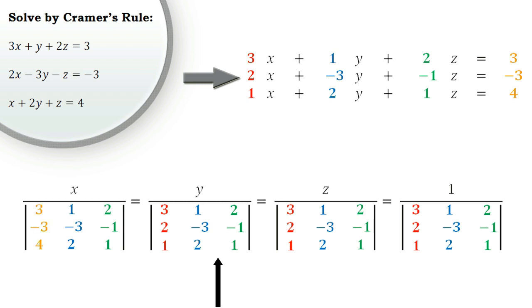For the second fraction, since the numerator already contains y, we'll remove the coefficients of y from the denominator and we'll replace them with the constant terms which were on the right hand side. Similarly, for the third fraction, since we already have z in the numerator, we'll remove the coefficients of z from the denominator and we'll replace them with the constant terms which were on the right hand side. The fourth determinant will remain unchanged.